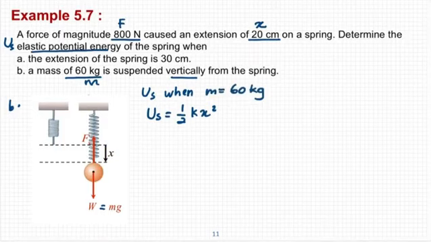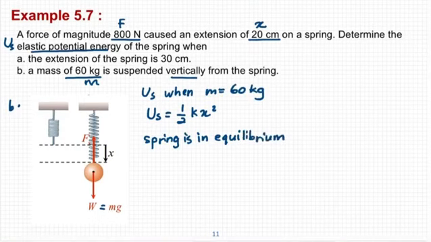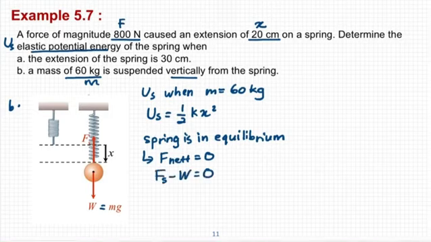When the mass is suspended vertically, the spring is in equilibrium, hence we can apply Newton's first law, in which the net force is equal to 0. To find F net, we have to look at the forces that are acting on the object. So we have Fs and W. Our F net will be Fs minus W is equal to 0, in which we get Fs is equal to mg, and Fs is kx.